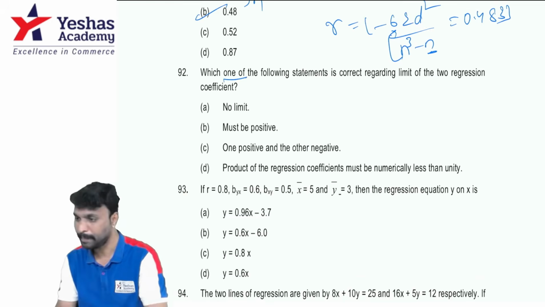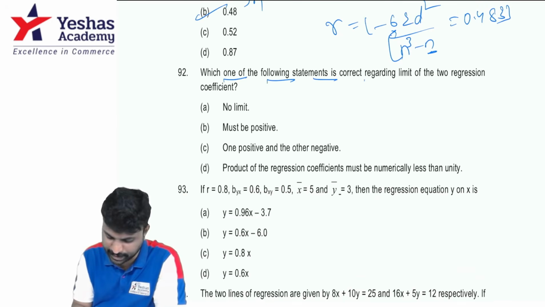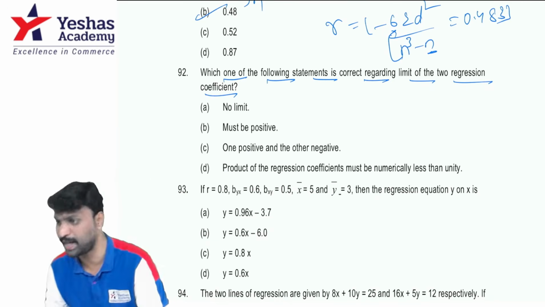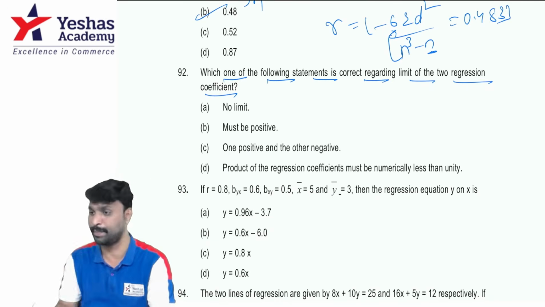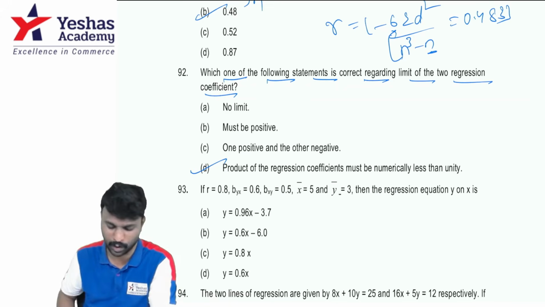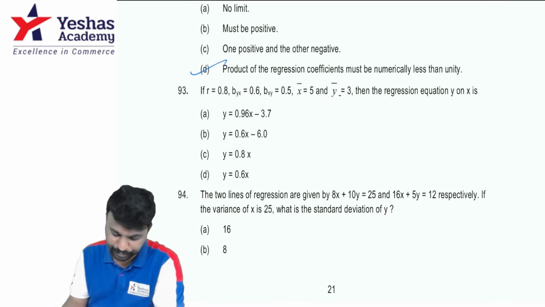92nd one. Which of the following statement is correct regarding the limit of 2 regression coefficient? So if one of the regression coefficient is greater than 1, the other one has to be less than 1. That means the product has to be less than or equal to unity or 1. That means option D is the right answer.